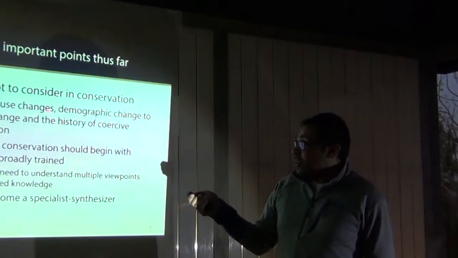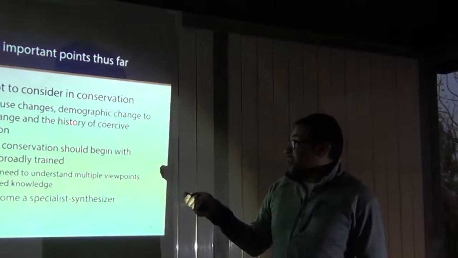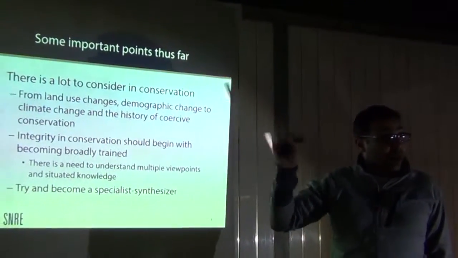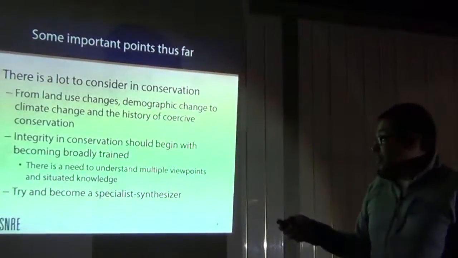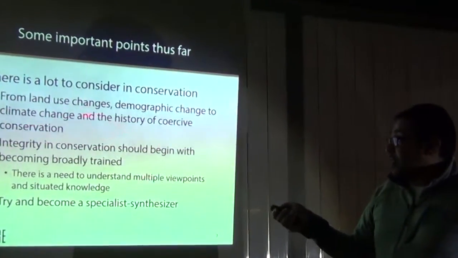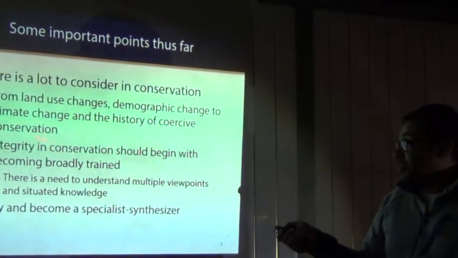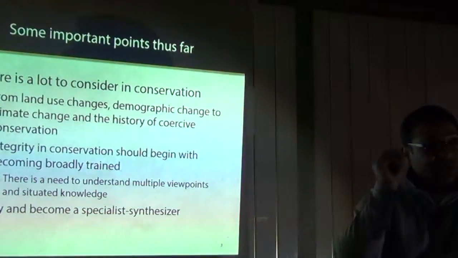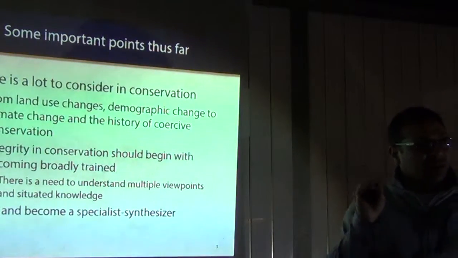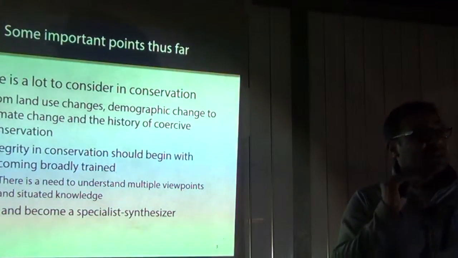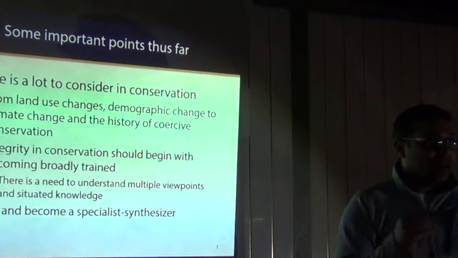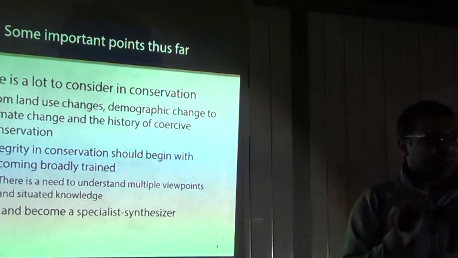So we've talked about, Mona's talked to us quite nicely about land use changes. We've waved our arms and not really talked a lot about the human population growth dimension. Lee's given us some really great stuff on climate change, and I've talked to you a little bit about the history of coercive conservation. And so here's my take-home point. Integrity in conservation should begin, or attempt to begin, at becoming a little bit more broadly trained. Okay? You have to learn to incorporate different dimensions.